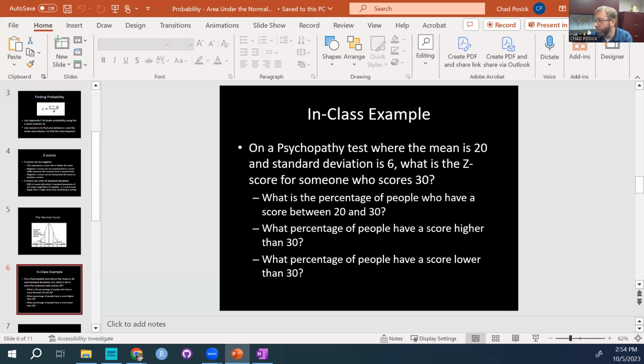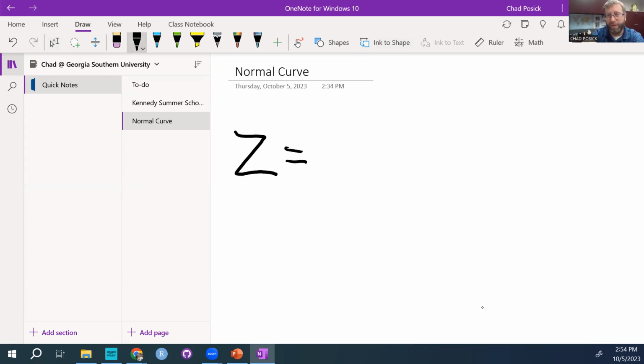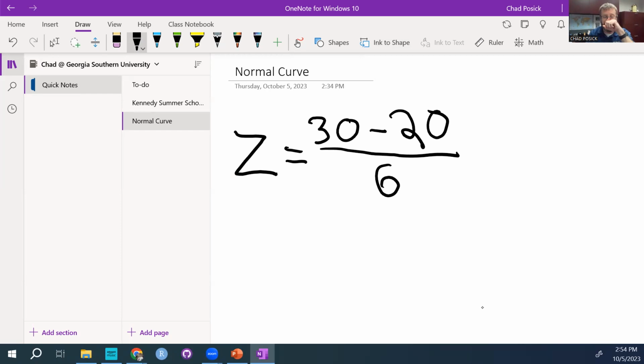And so we could do this real quickly, and we'll go step by step here. I'm going to share this. Anytime we want to get a z-score, that's going to equal the individual score on the test. So here we're saying that is 30. We want to subtract the mean, which is 20, and divide by 6, which is the standard deviation.